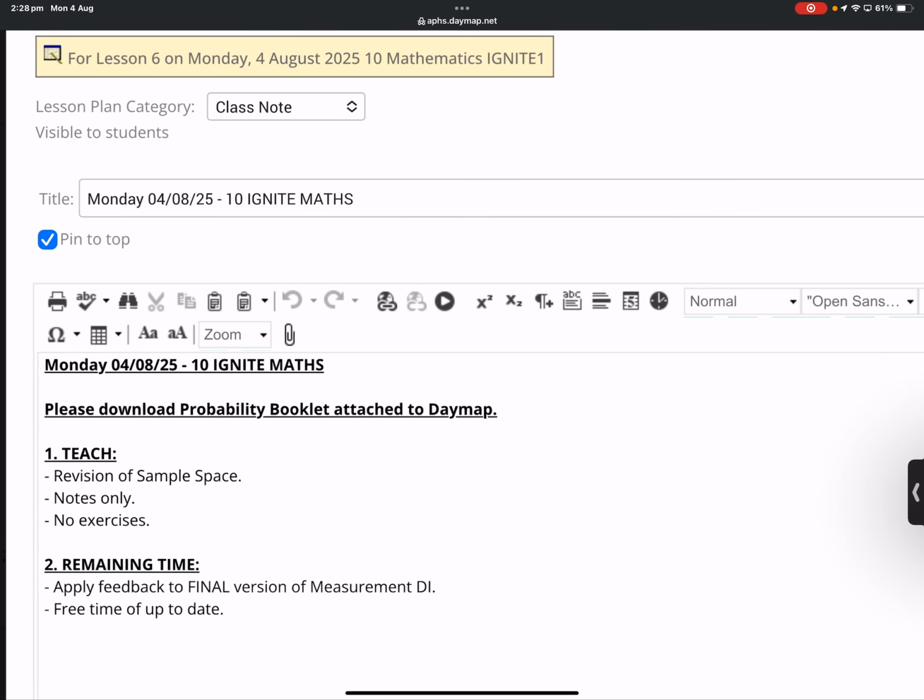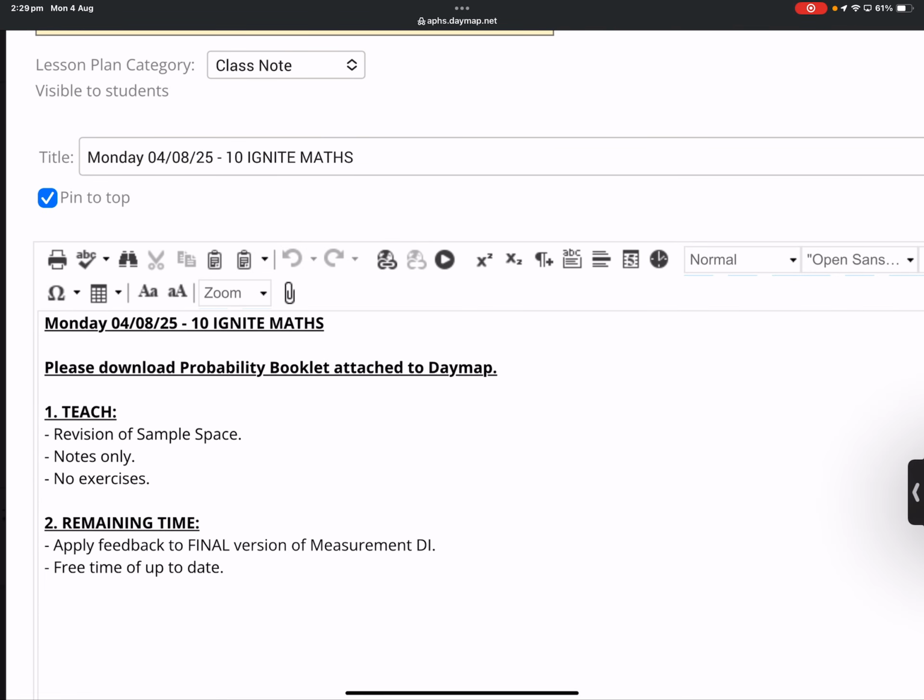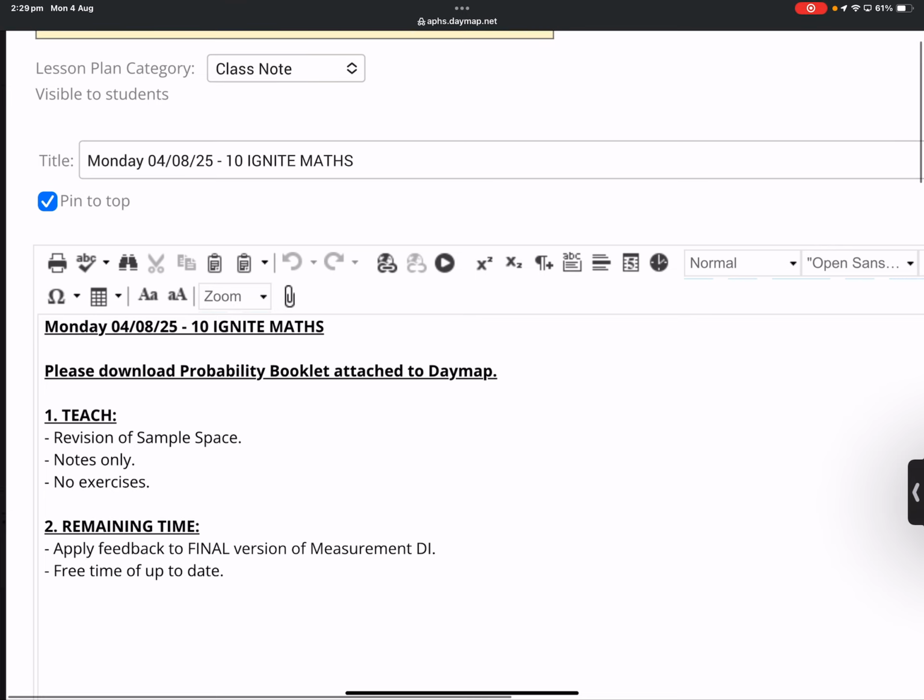Lesson note from today: you are starting probability. There's a test on this. That's it. No assignment. Your assignment now is homework. That's still due Friday midnight, but we need to move on. So, today you're not going to do any timeline exercises, but can you please download the probability booklet that's attached to DayMap? It's Year 10 Maths Probability.